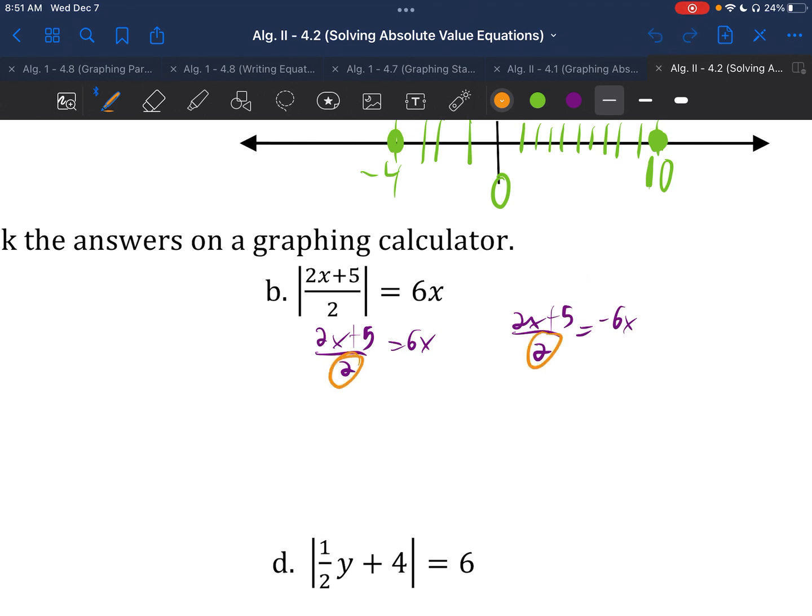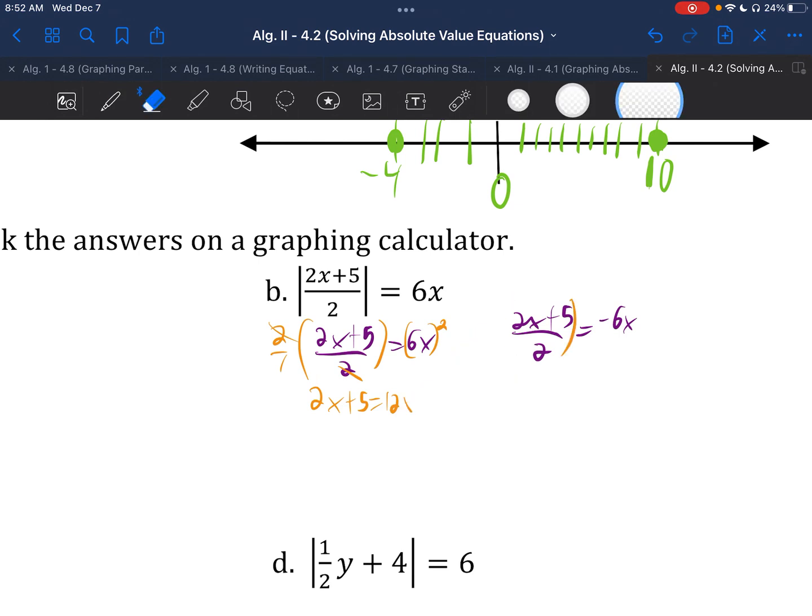Both of these, as much as we love to get rid of the positive 5 first, we can't because it's part of the fraction, so we have to get rid of the 2 first by multiplying by 2, or 2 over 1. 2 is reduced. 2x plus 5 equals 12x. Same thing on the other side. 2x plus 5 equals negative 12x.